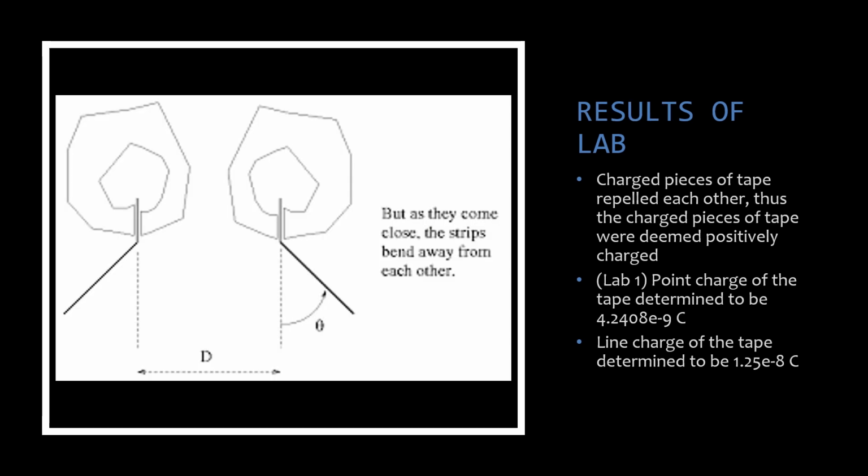Now, as a little preview of the results of this lab, the charged pieces of tape repelled each other, thus they were deemed to be positively charged. In lab 1, the point charge was determined to be 4.24 e to the negative ninth coulombs, and the line charge of the tape was determined to be 1.25 e to the negative eighth coulombs.